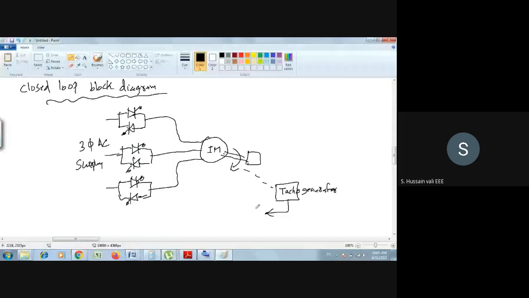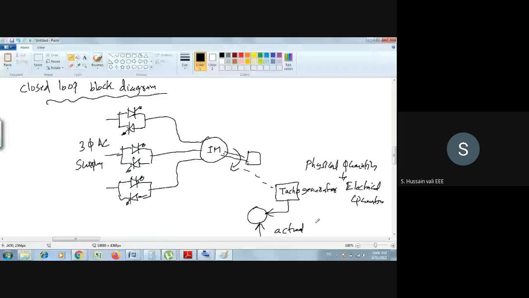I think I might have told you in the previous classes that sensing is nothing but a sensor. What it does is convert a physical quantity to an electrical quantity. So it generates some voltage here. Then the actual speed reference is there here. It is also in voltage, also in electrical quantities.